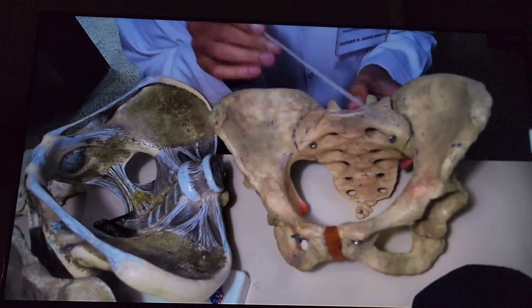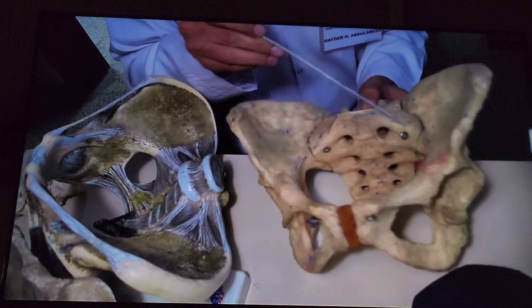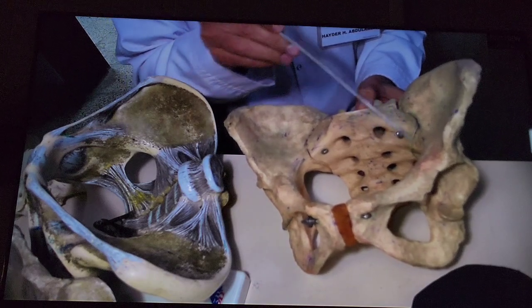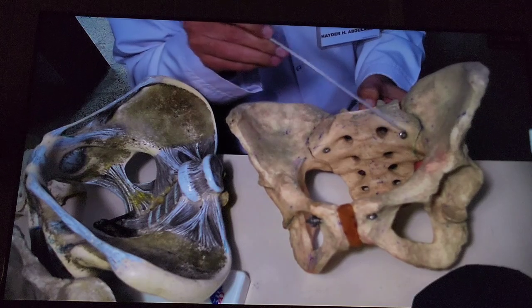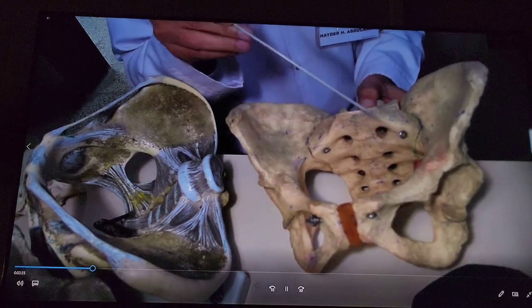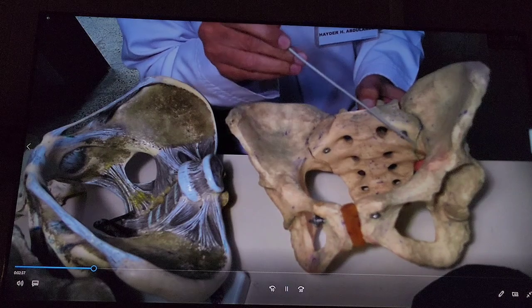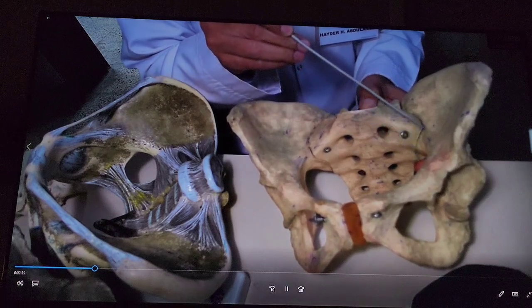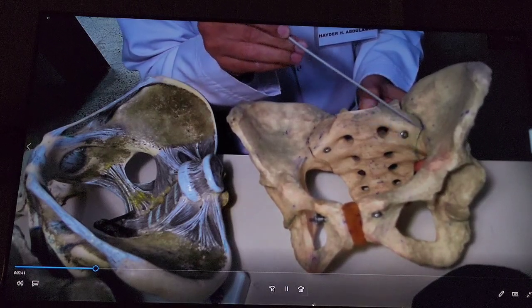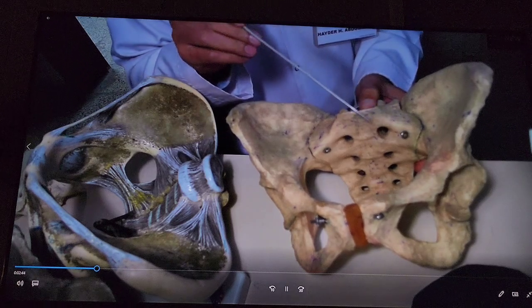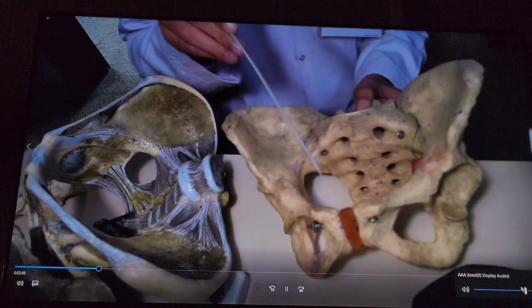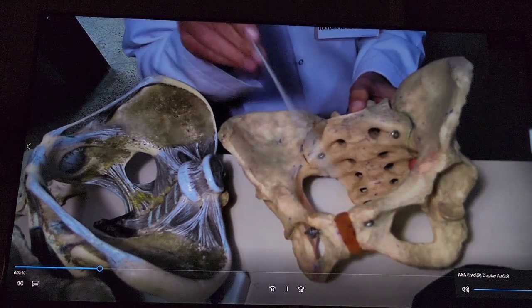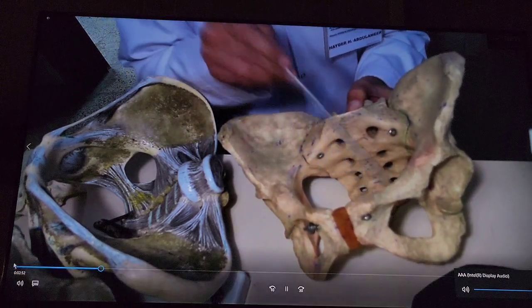Regarding the bony pelvis, we can see the pelvis consists of the articulation between the ilium and sacrum through the sacroiliac joint. This is a synovial joint, and it is bounded anteriorly by the symphysis pubis and posteriorly by the sacrum and coccyx.